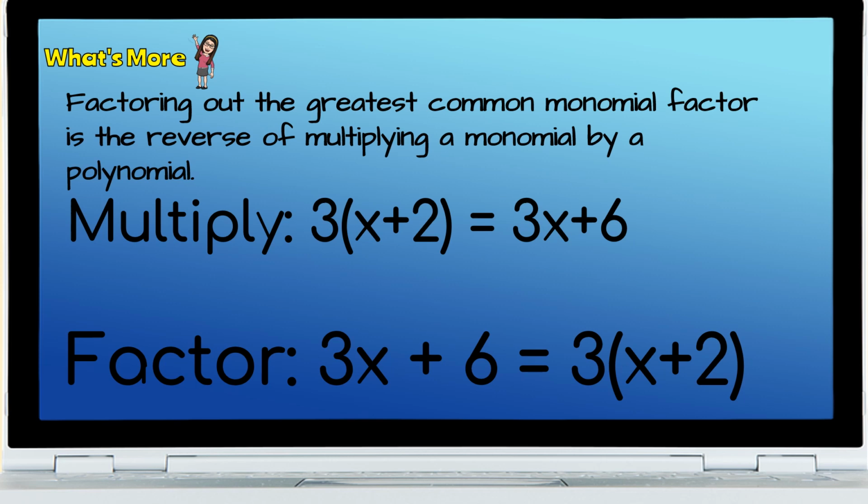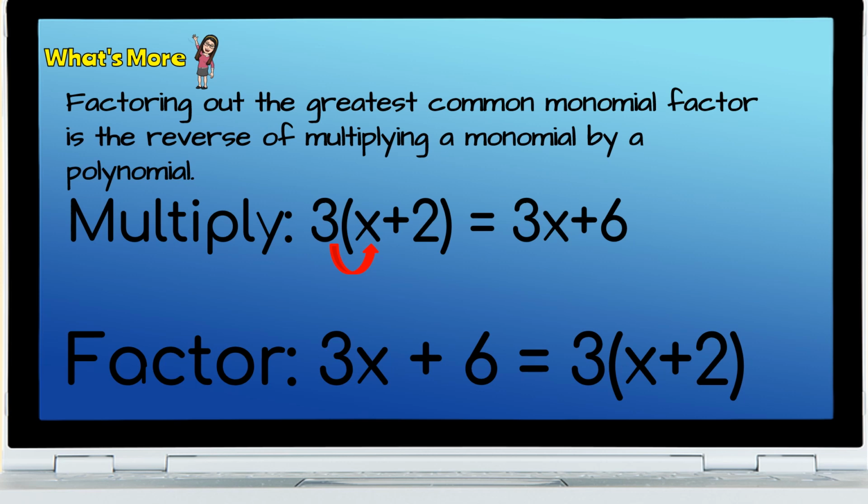What's more, factoring out the greatest common monomial factor is the reverse of multiplying a monomial by a polynomial. So as you can see here, we have the word reverse, kabaligtaran, okay? Multiply 3 quantity x plus 2 is equal to 3x plus 6. Why? By applying distributive property, you just distribute the term outside the parentheses to each term inside the parentheses. And when we say distributive property, the operation that will be applied is multiplication.